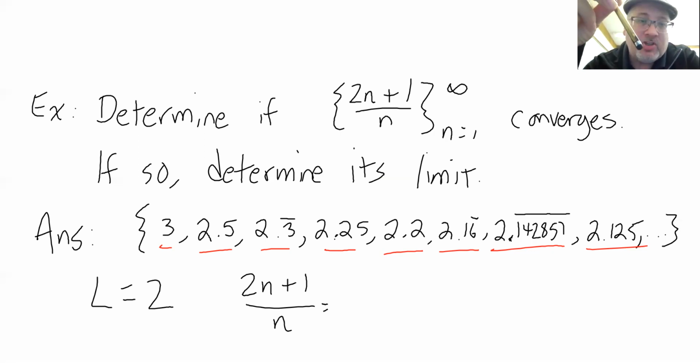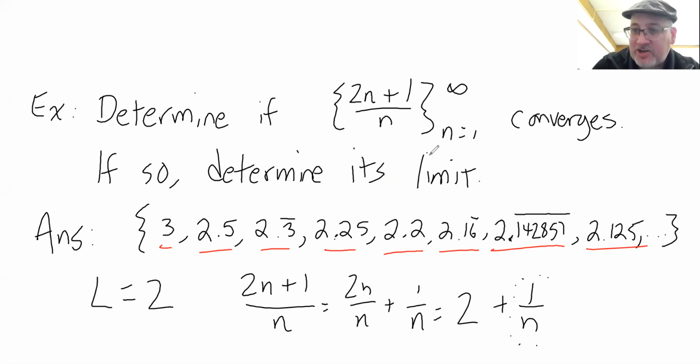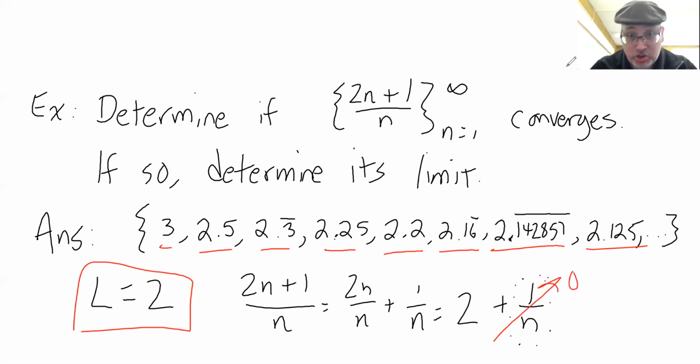If we look at this, we could do long division, but one typical way to clean it up, especially when the denominator right here is a monomial, is to split this into two fractions, 2n over n plus 1 over n, and then the 2n over n reduces to 2. And then just think about what happens to this fraction as n approaches infinity. Well, as n approaches infinity, that goes to 0, so it stands to reason that the limit is actually 2.